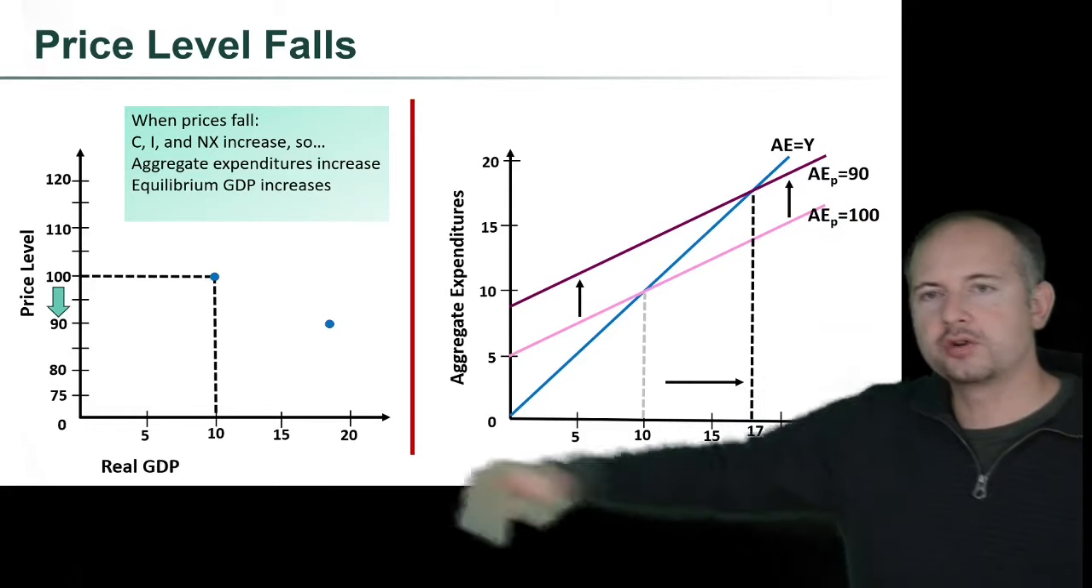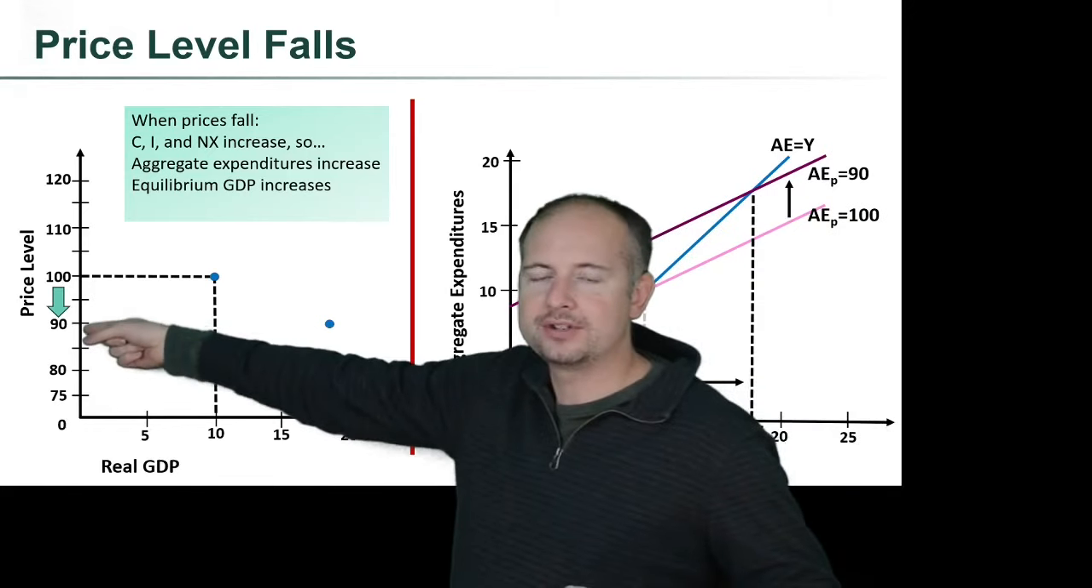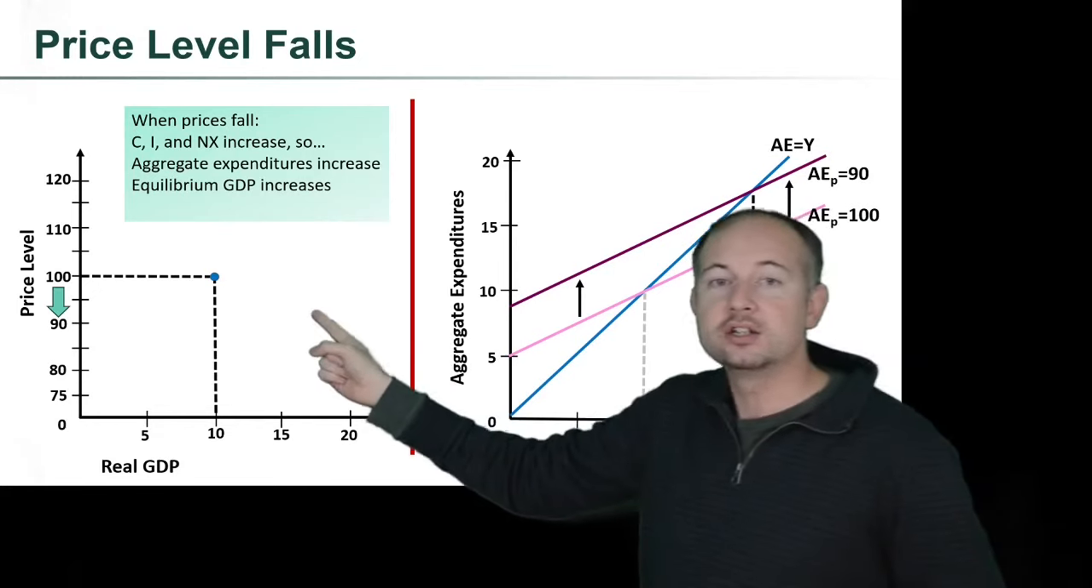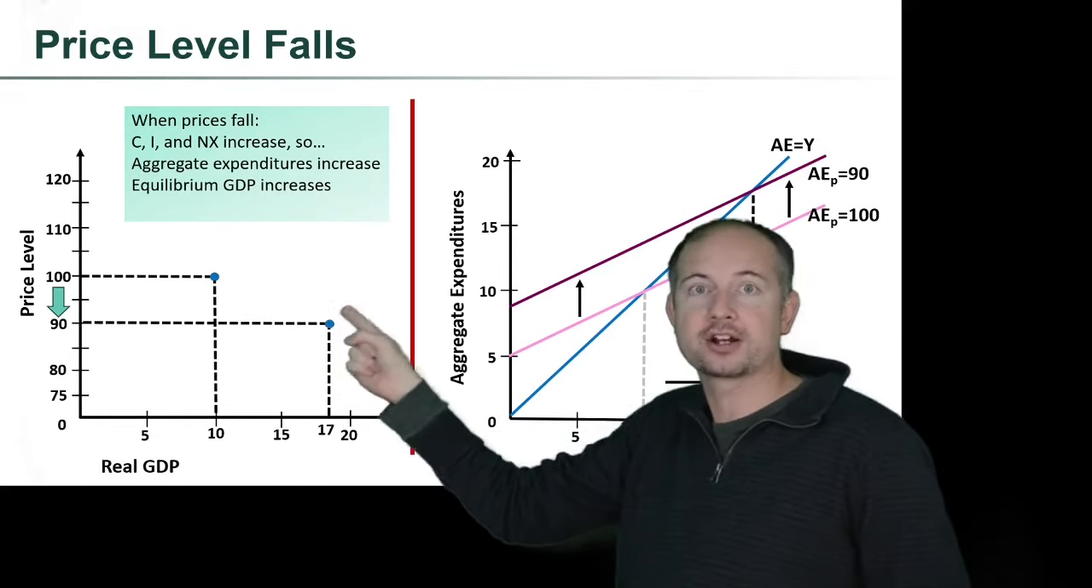So now we can show that here. I already told you price went down to 90. This told us that GDP is going up to 17. So now we have another point on our aggregate demand curve.